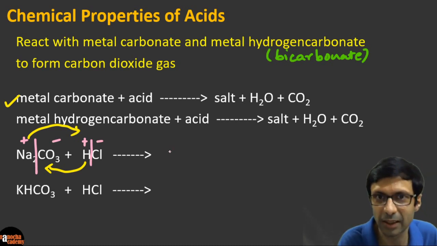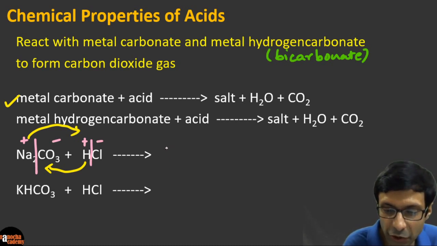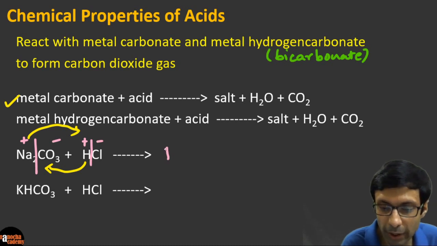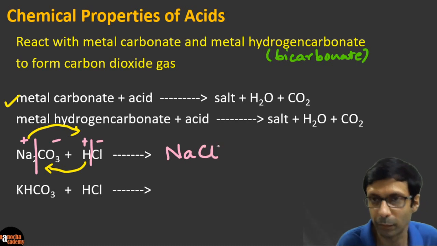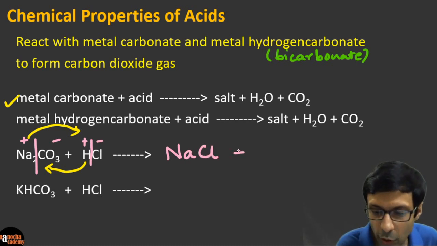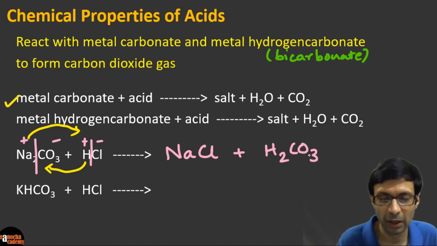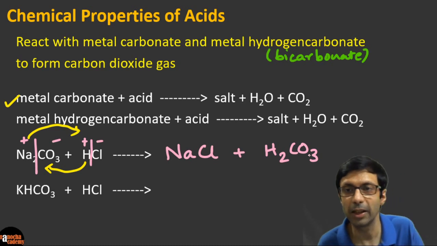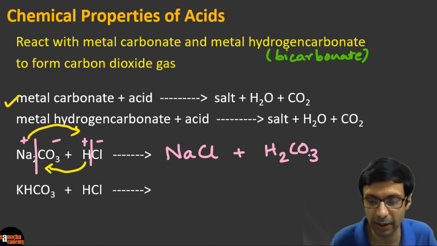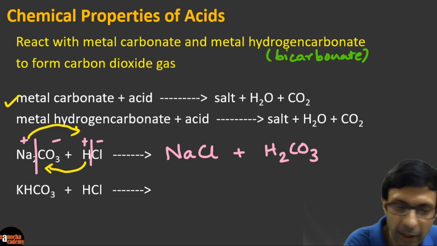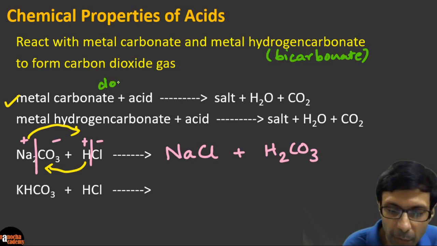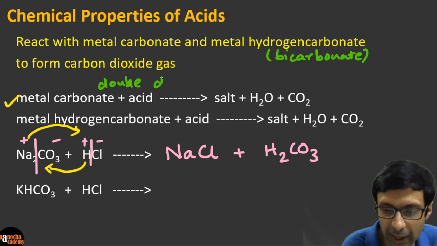So take a look at this trick to predict this reaction. So sodium is going to exchange places with hydrogen. So it's going to be NaCl because the valency is 1. And then we are going to get H and CO3, which is going to form carbonic acid, H2CO3. So this is very good. Double displacement or double decomposition is the type of reaction here. So let me write that down. So we are looking at double decomposition reactions in this type.